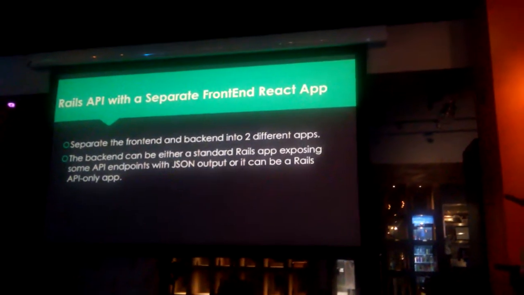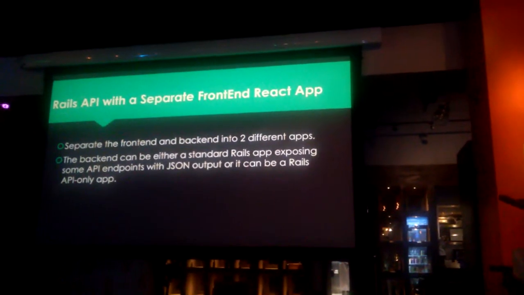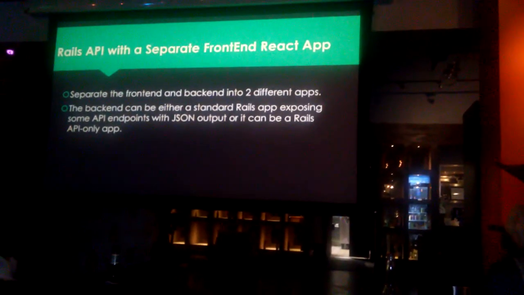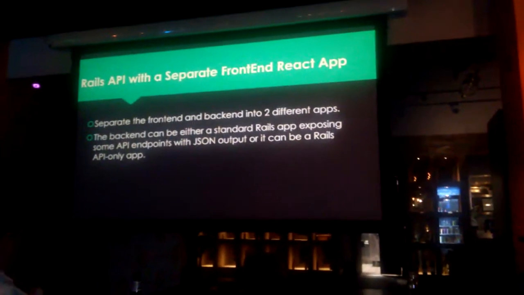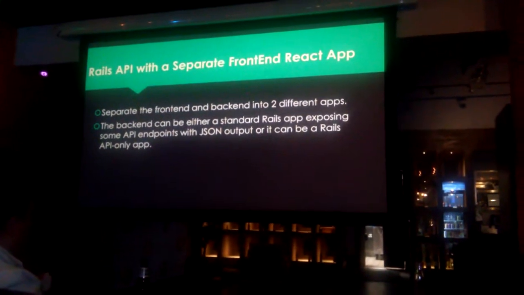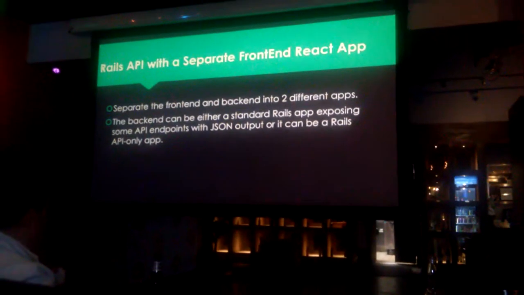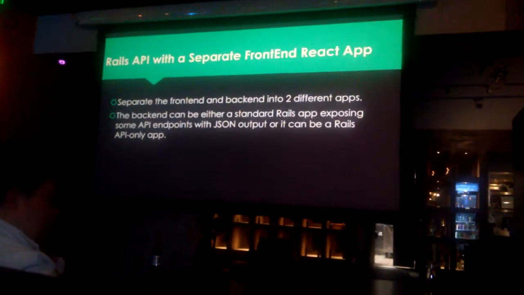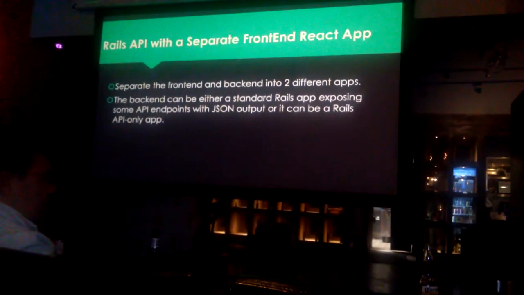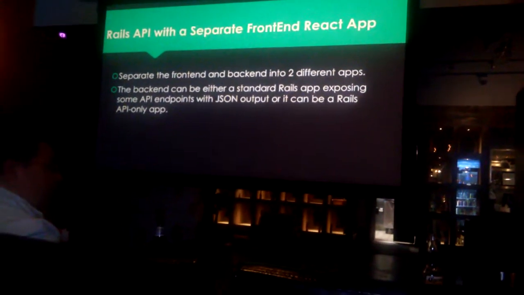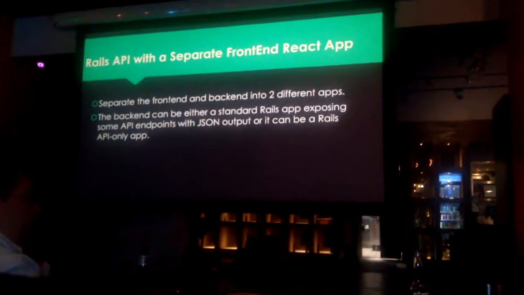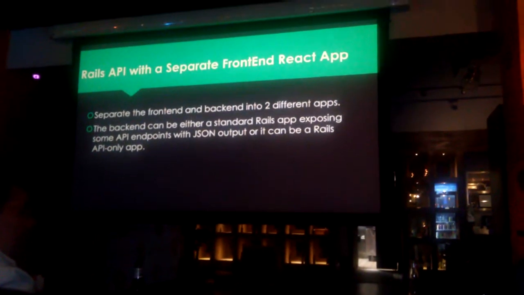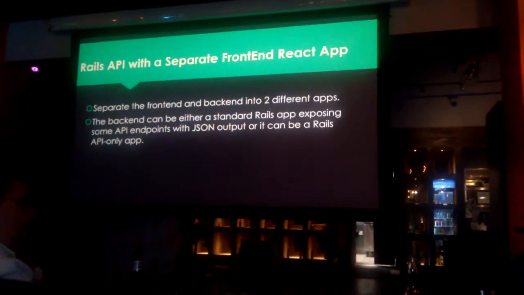So the last way that you can use React with Rails is to do a Rails API with a separate front-end React app. So that would be using Node and Express. So this would involve separating the back end and the front end into two separate apps. So the back end can be either a standard Rails app exposing some API endpoints with JSON, or it can be a Rails API on the app. So the front end would then be an Express app that's running on Node.js, which uses React and then talks to the Rails API. Sorry.